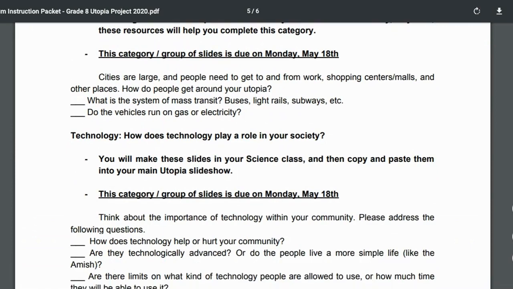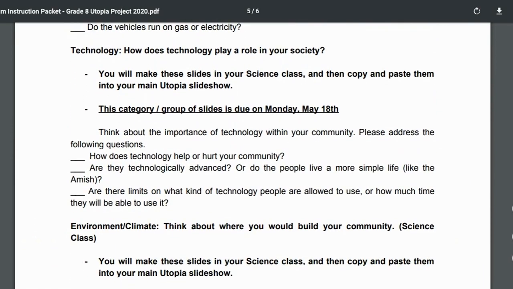Now, within your science class, you're going to have a few different categories that you will need to cover. And the nice thing is, you get to do it in your science class, get points from your science teacher for it, and then copy and paste it into your English slideshow. So here are the categories that you will be covering in your science class. The first is technology. So is your community going to be very futuristic in the kind of technology that they use, or is it a little more old-fashioned, like the Amish who do not use technology?